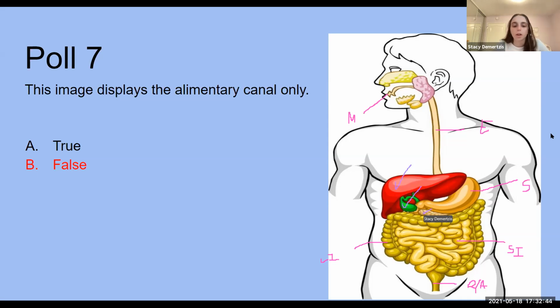These three organs, the liver, gallbladder, and pancreas, are part of the digestive system. They have a key role in aiding digestion, but they're not part of the alimentary canal. I noticed also in the chat, the salivary glands. The salivary glands are located in the mouth, so they're not necessarily considered an accessory organ when we're specifically studying the accessory organs. Let me clear that. Okay, we'll go on to the next slide.